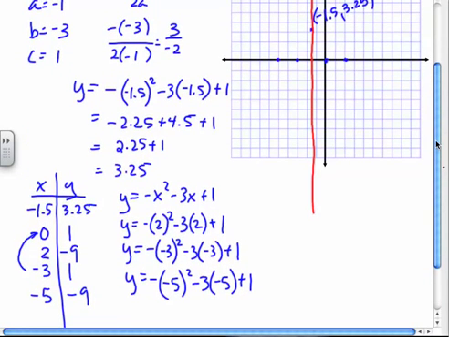Now, all I have to do is plot the points and draw the graph. Let's see where these points are. That's the vertex. 0 is at 1. 2 is at negative 9. So guys, I can get rid of these. This just kind of helped me choose the x coordinates. 2 is at negative 9. Negative 3 is at 1 right here. And negative 5 is at negative 9. All right?